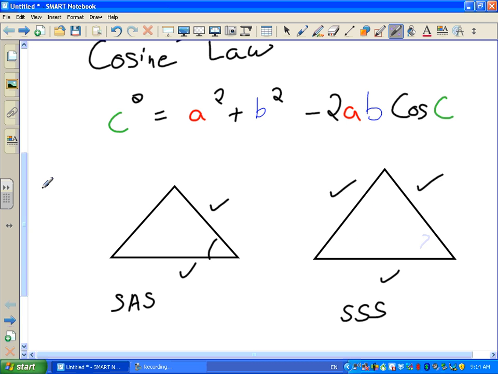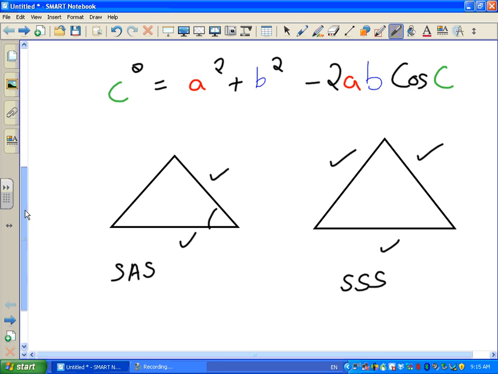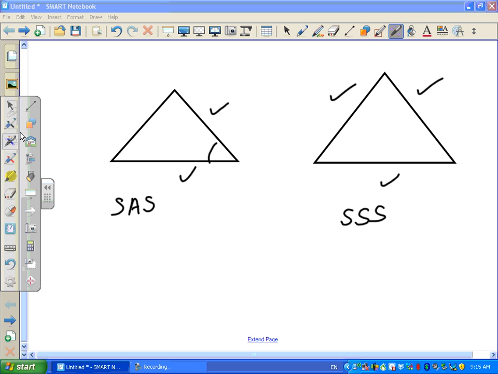Good. Make sure you have this memorized, just like you needed to have sine law memorized, just like you needed SOHCAHTOA memorized. We'll do a little recap at the end before the test. We're going to go on to our first example.